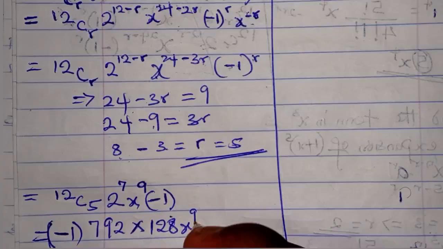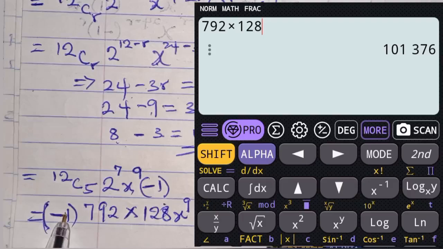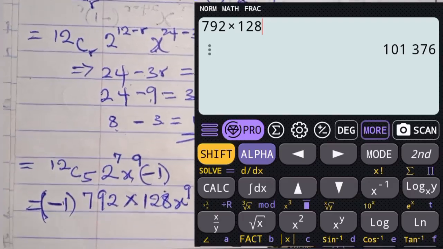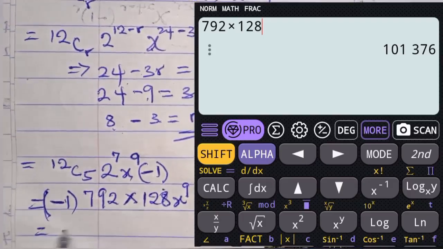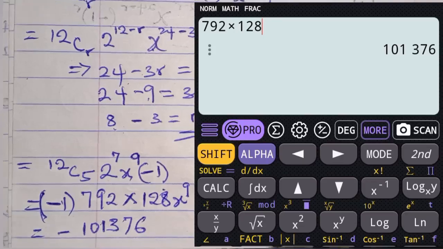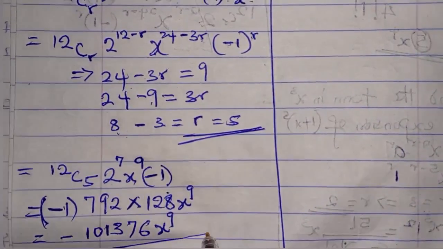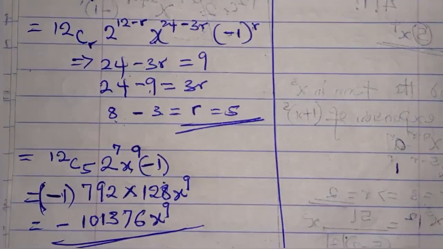times x to the power of 9. 128 times 792. That's 101376 times the minus 1 outside. That will be minus 101376 times x raised to the power 9. This is the term in x raised to the power of 9.